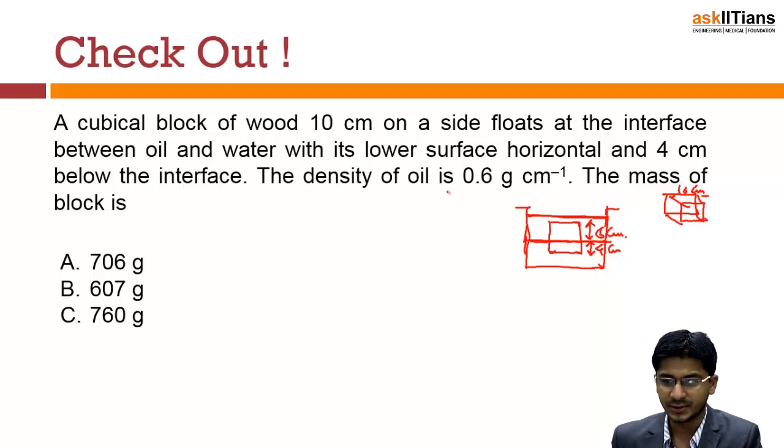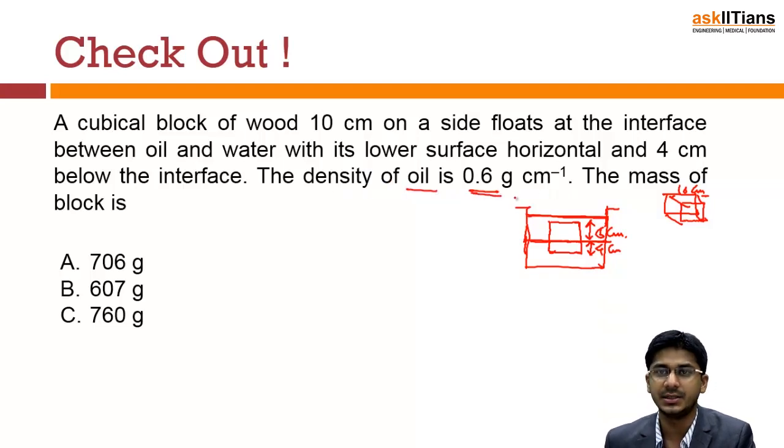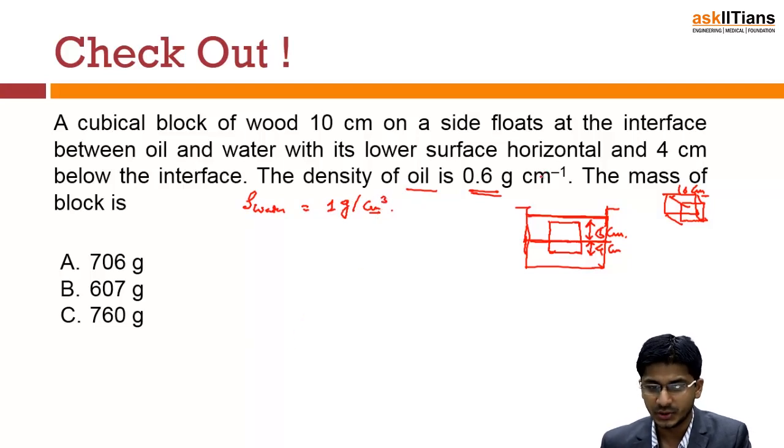Okay. So now let's see what are the things that are given. The density of the oil is given as 0.6 gram per centimeter cube. Now we know that the density of water is 1 gram per centimeter cube. Now the question being asked is what is the mass of the block?